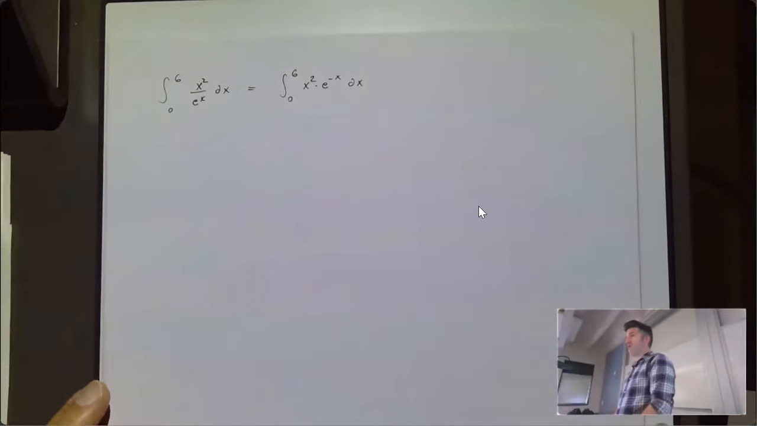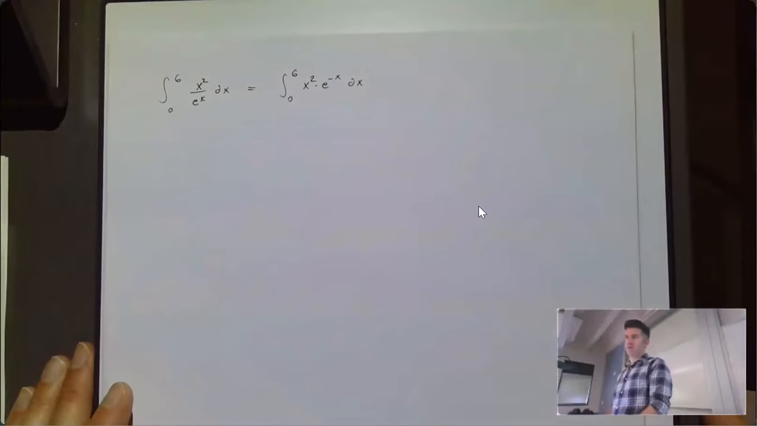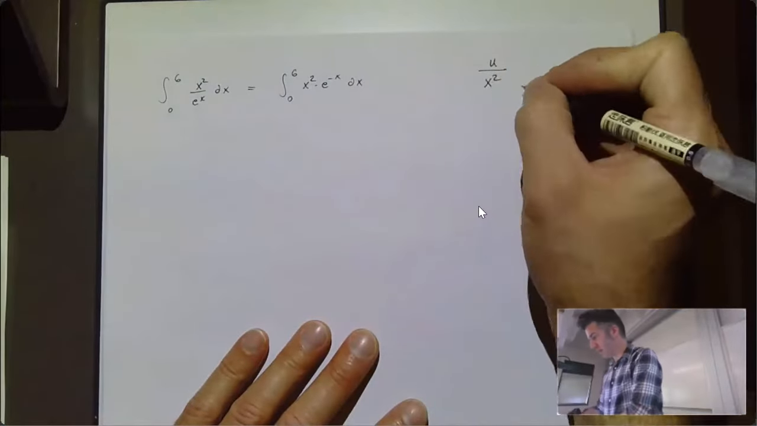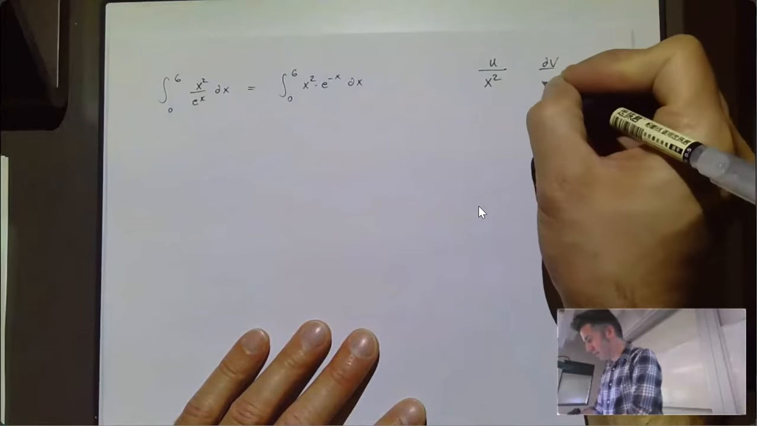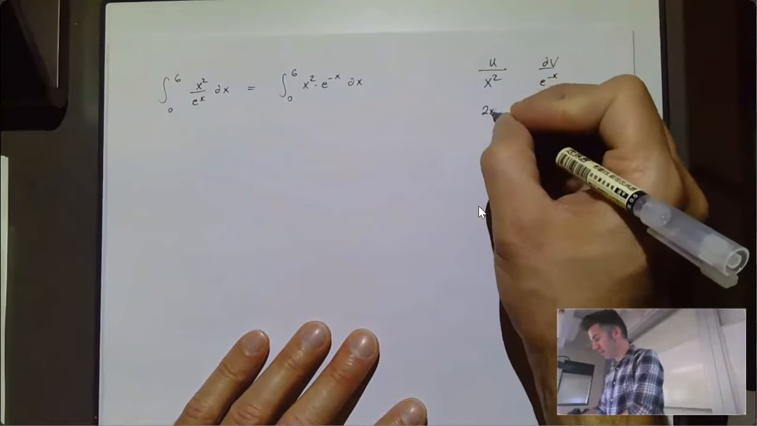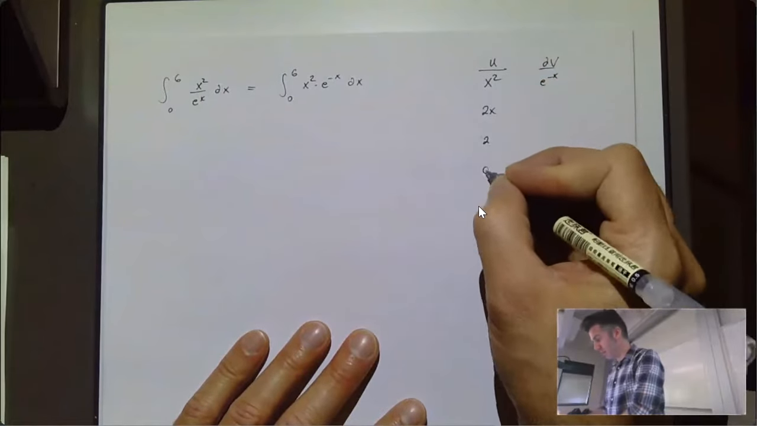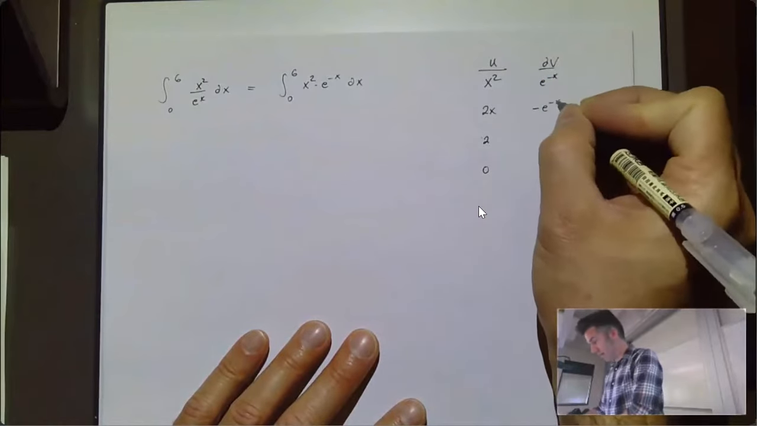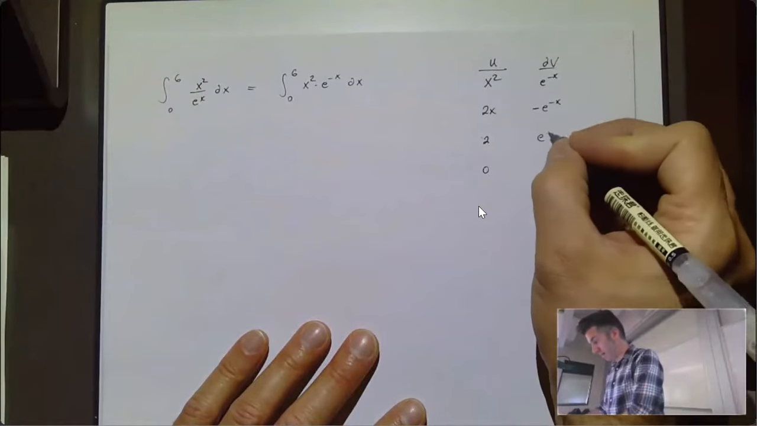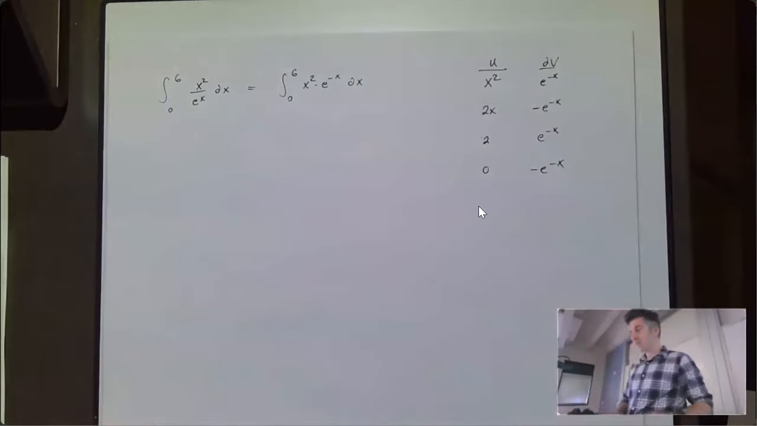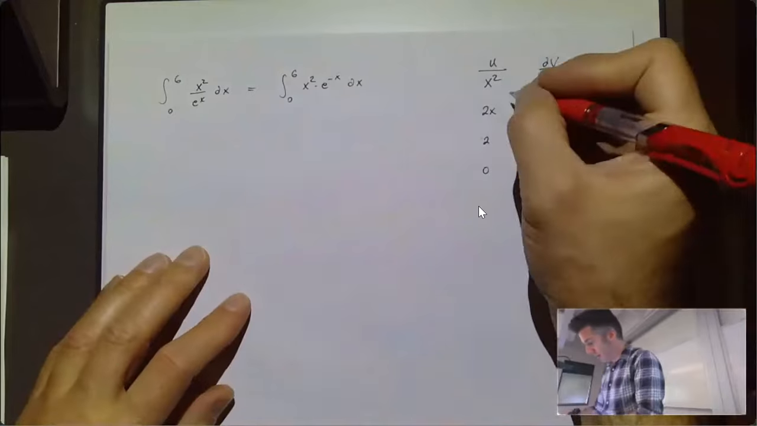Now, I will point out here, we can integrate this directly using tabular integration. I'm going to write my table where u is x squared and dv is e to the negative x. All the derivatives of u are 2x, then the derivative of 2x is 2, and the derivative of 2 is 0. My antiderivatives of e to the negative x are negative e to the negative x, then positive e to the negative x, and then negative e to the negative x. And then we go down and to the right.